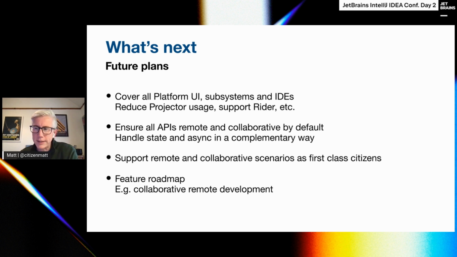Basically, the next line is saying the same thing from a different point of view: not just that the APIs and the platform support this, but that the feature sets support this as well, so that we think about remote and collaborative scenarios when we're designing features. And then, of course, there's the feature roadmap. So collaborative remote development, Code with Me within Gateway.